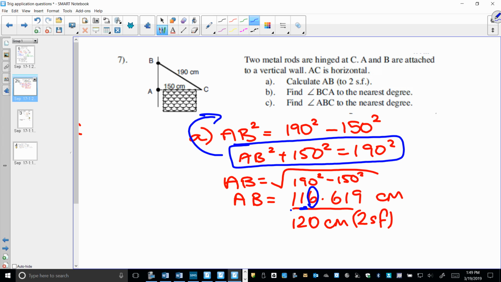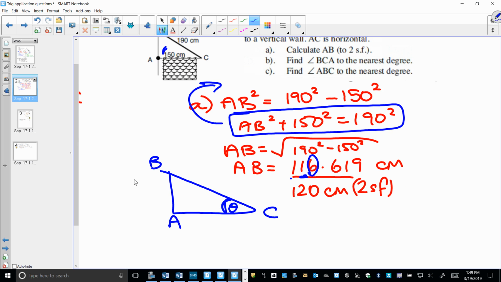Right, B. We need to find, what does all this mean? Funny symbol BCA. What does that mean? Finding the angle C. Okay, good. So are we good with that? So it's from B to C to A. From B to C to A. So we want this angle here. So I'm going to put a theta in there, because that's what I like to use as an angle measure. You can use whatever you like.